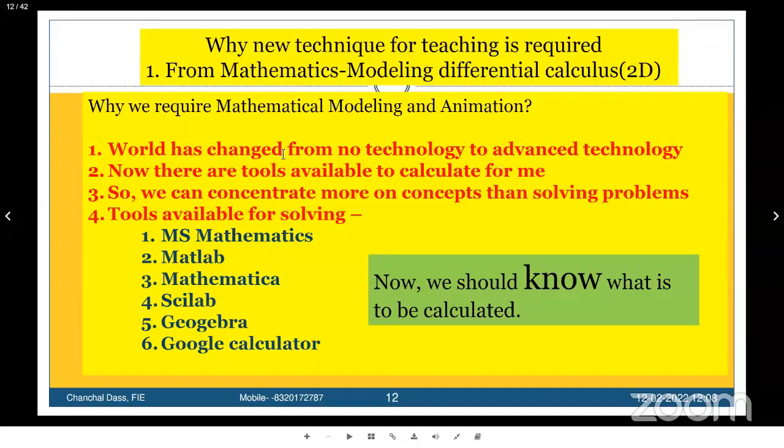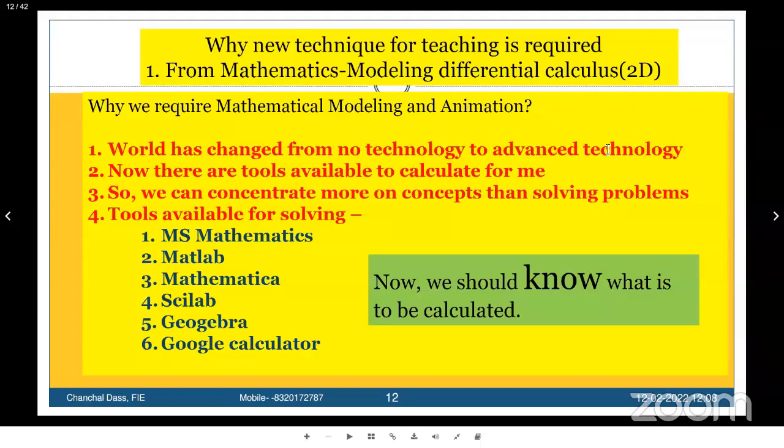When I was in school in the 1970s, there was no technology. We did not know anything about any technology. Simply sending a message used to take 10 to 15 days for a postcard to reach. And now we are living in an advanced technological age where everything is available. There are tools available to calculate for you. We need not calculate anything. Everything can be calculated, and tools are there. So we can now concentrate more on concepts so that we can learn the concept and create new concepts at our end.